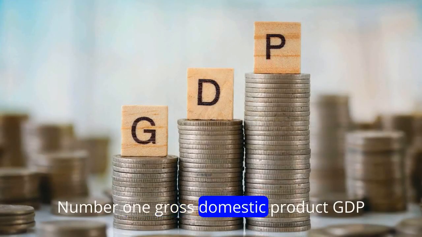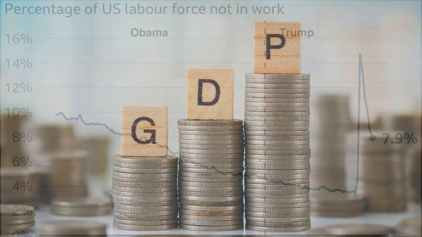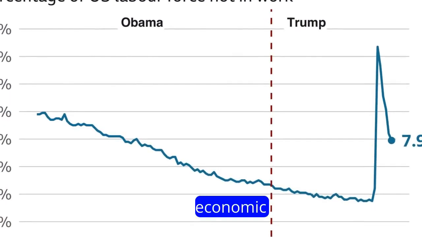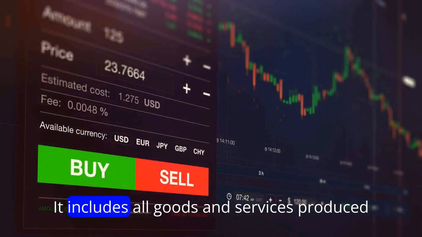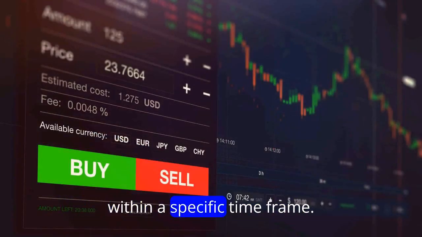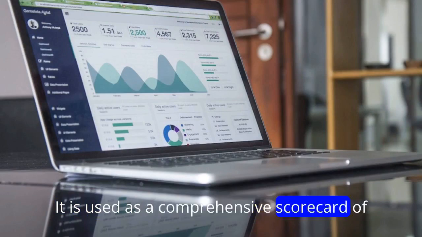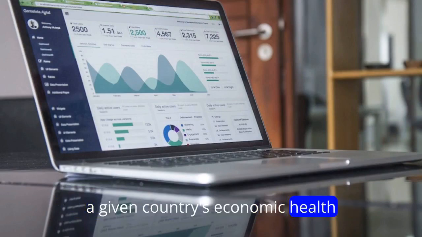Number 1. Gross domestic product, GDP. GDP is a fundamental economic indicator that measures the overall economic performance of a country. It includes all goods and services produced within a specific time frame. It is used as a comprehensive scorecard of a given country's economic health.